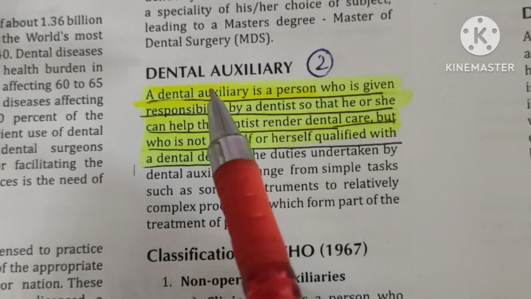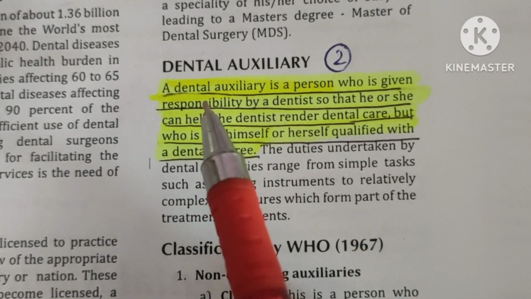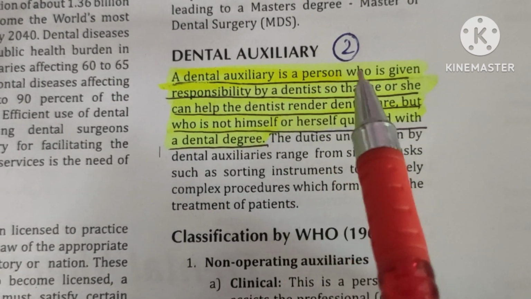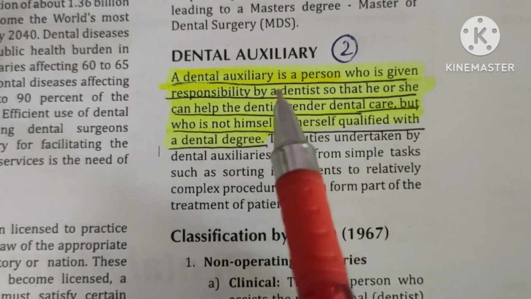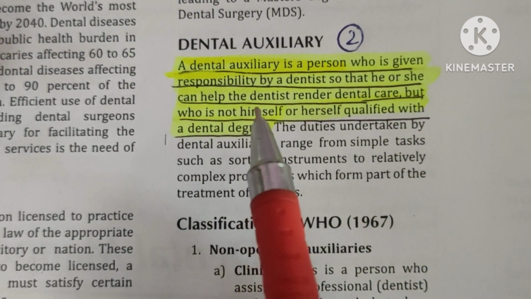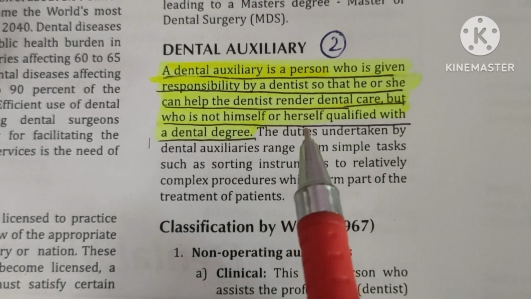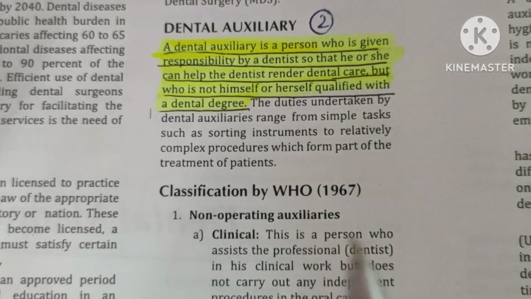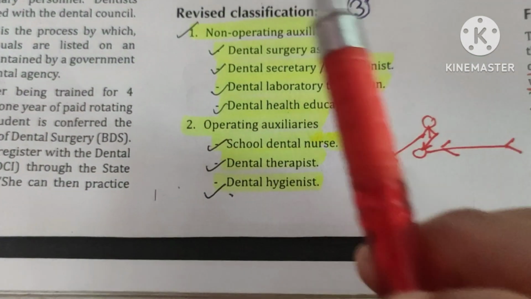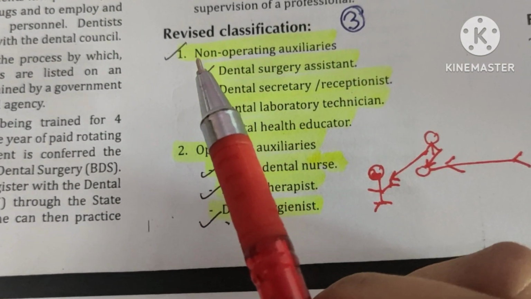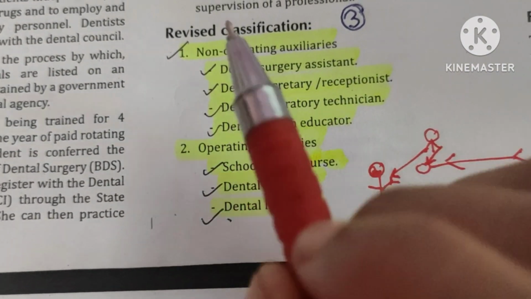Hello everyone, today we'll be studying about the dental auxiliary. So let's define it. The dental auxiliary is a person who is given responsibility by the dentist so that he or she can help the dentist to render the dental care, but who is not himself or herself qualified with the dental degree. Classification. The revised classification is non-operating auxiliary and operating auxiliary.